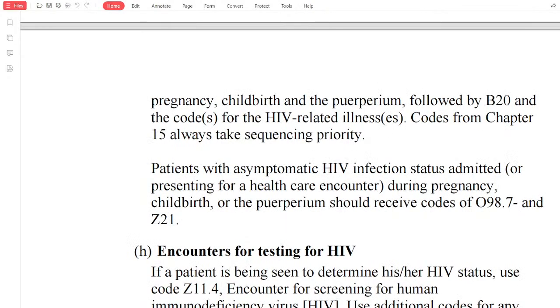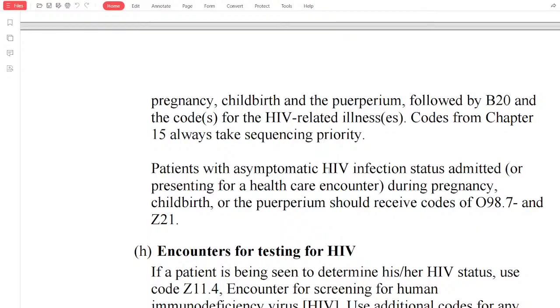Codes from Chapter 15 always take sequencing priority. In ICD-10-CM we have 22 chapters. Chapter 15 is the pregnancy, childbirth, and puerperium chapter, so this chapter always takes sequencing priority over other chapters.